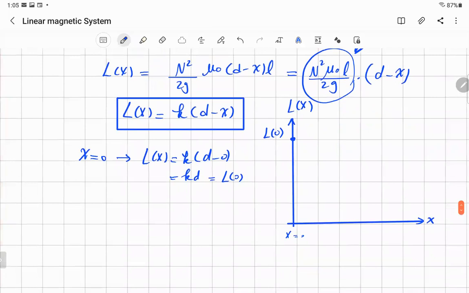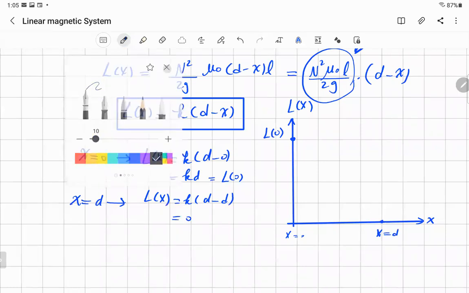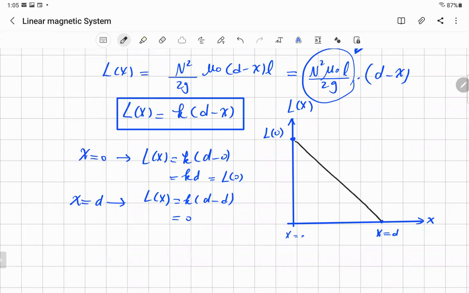What happens when X equals D? When X equals D, what will you get? L of X will be equal to K times D minus D, which is zero. So L will be zero at X equals D. And then I connect the straight line. So I did the straight line they asked for. That's the equation for that.